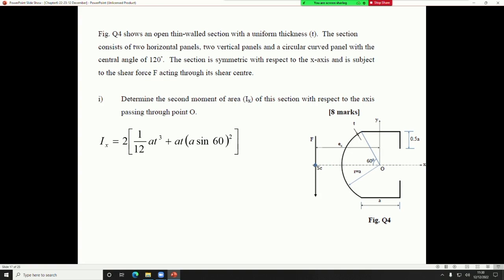Yes, please? Excellent. It's for the horizontal one.